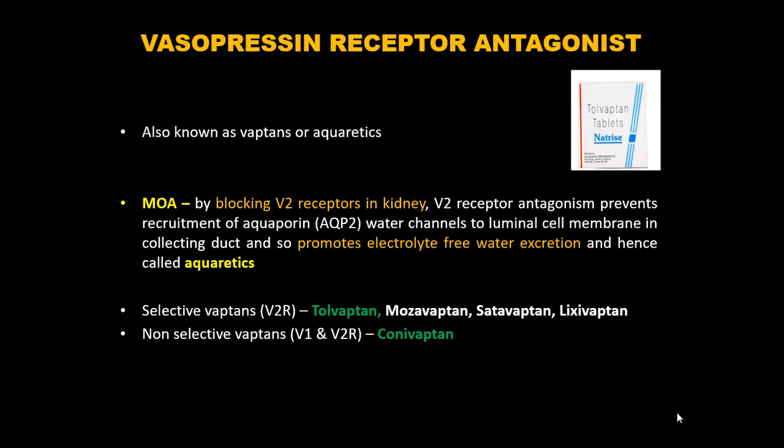Next is Vaptans or aquaretics. Their mechanism of action is by blocking V2 receptors in the kidney, where they prevent recruitment of aquaporin water channels to the luminal cell membranes in the collecting duct, so they promote electrolyte-free water clearance. Selective ones are tolvaptan and mozavaptan; the non-selective one, which blocks both V1 and V2 receptors, is conivaptan.